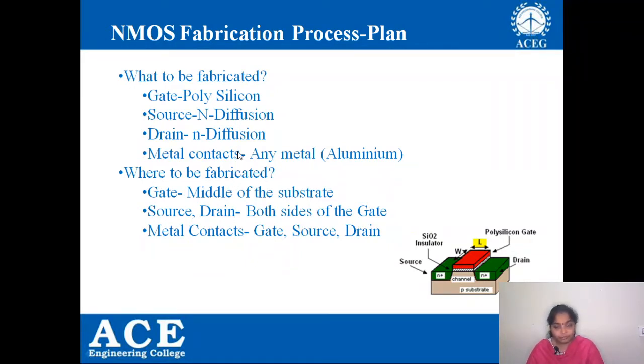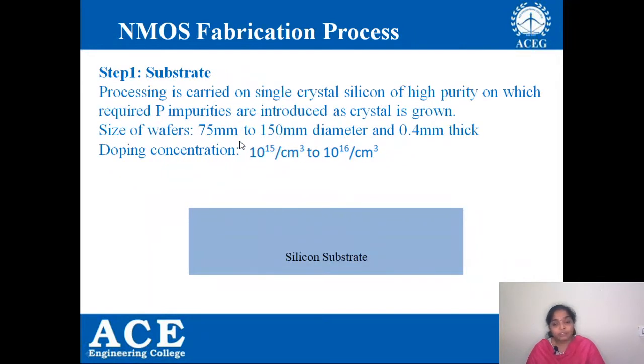Now let us move to the process steps. Now the first step is let us take opposite type substrate. That is, if you want to fabricate NMOS transistor, you require to take opposite type substrate, like p-type substrate you require to take. So how do you get p-type substrate?